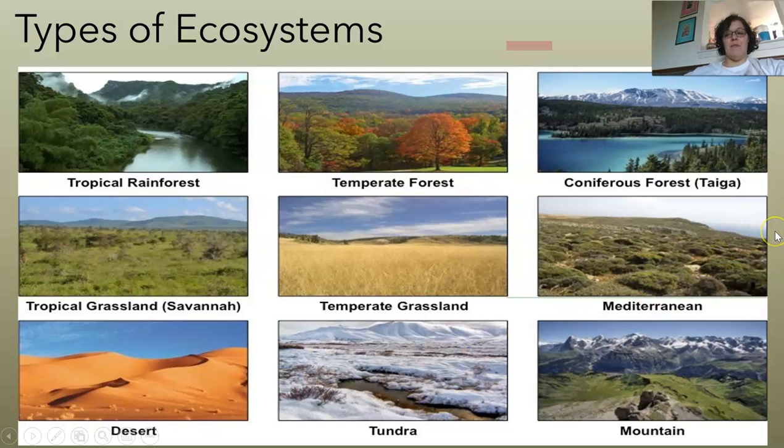There are many types of ecosystems here in the United States, and around the world. We have tropical rainforest, temperate rainforest, which is the majority of Maryland, coniferous forest or the taiga, the Mediterranean, temperate grassland, tropical grassland or savanna, desert, tundra, and mountain ranges.